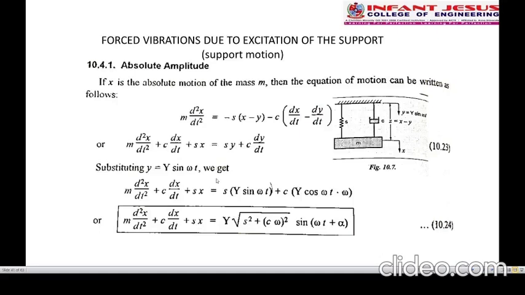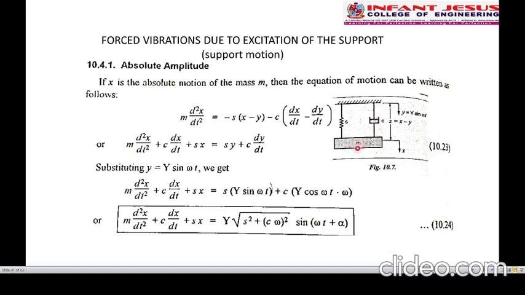Next we are going to see the topic of forced vibration due to the excitation of the support. So you are going to see the support motion. Here you can see there is a system. The system is supported at one end, and on the other end there is a mass. There is a spring and damper. So this system can be called a damped spring mass system. In this damped spring mass system, we are going to consider the support motion.